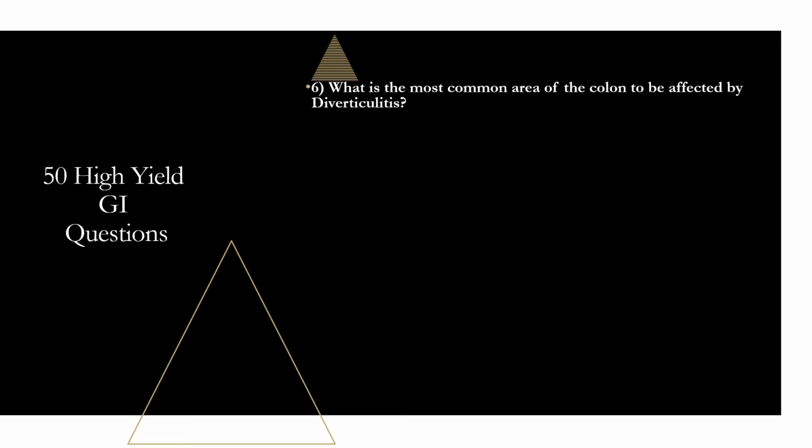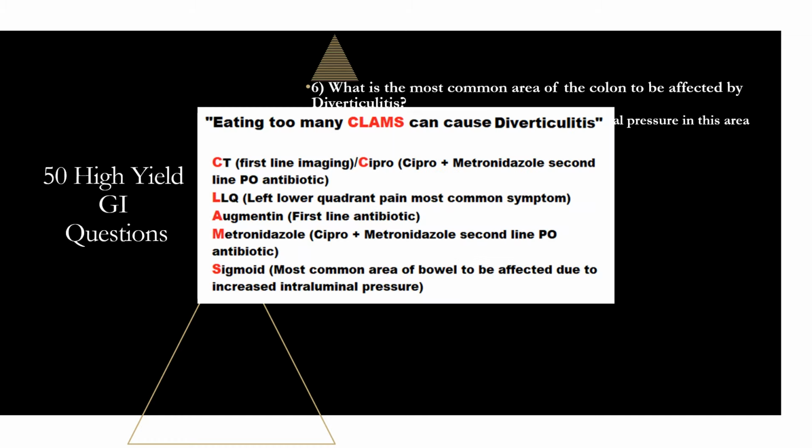Most common area of the colon to be affected by diverticulitis is going to be the sigmoid colon, and that's due to the increased intraluminal pressure in that area. The mnemonic that I came up with is eating too many clams can cause diverticulitis. The S in clams is for sigmoid to help you remember the most common area. And then you can see the rest of it.